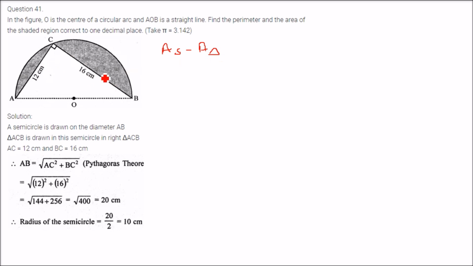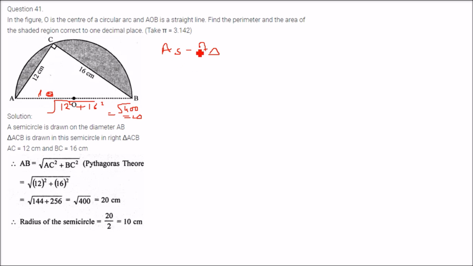So the area of the semicircle will be what? For that we need the radius. We have no radius here, but this triangle has the hypotenuse as the diameter. So this is 12, this is 16. So this will be the square root of 12 square plus 16 square, which is going to come as root 400, which is going to be 20. So 20 is the diameter. So 10 will be the radius.